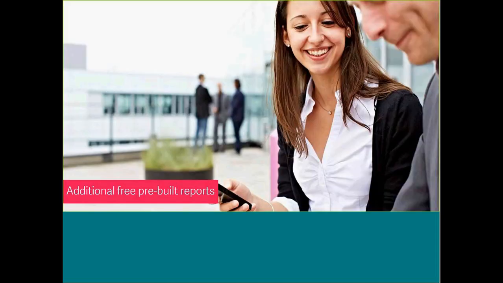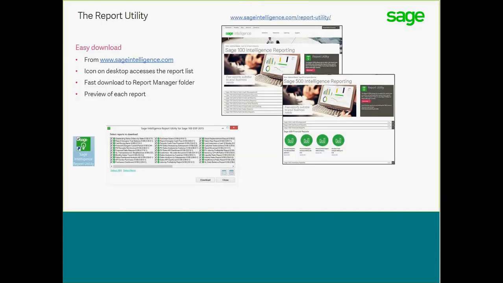Finally, we have additional free reports that we have built, made available to you. Now, this is called the Report Utility. Okay, so the Report Utility, it's basically this icon you'll see right here. You'll go to our website. Okay, here's what it looks like for 100 and 500. You just download this icon, and once that's downloaded, you click on it and it opens up the reports that are available to you for your particular Sage solution.